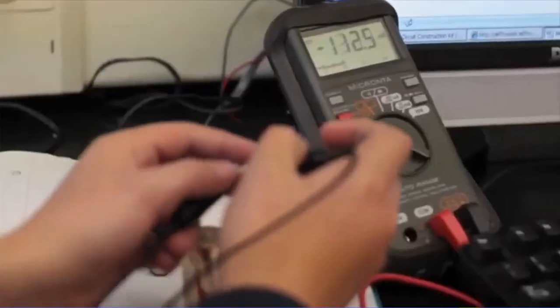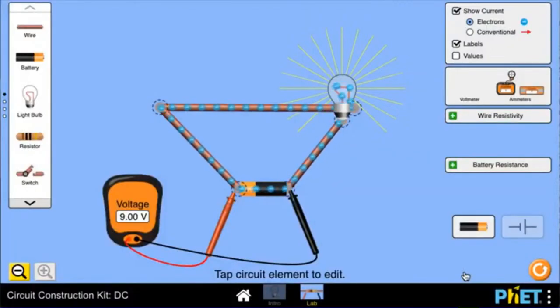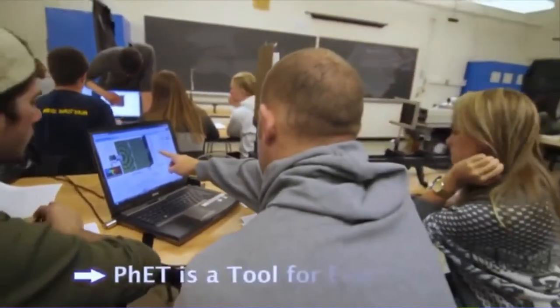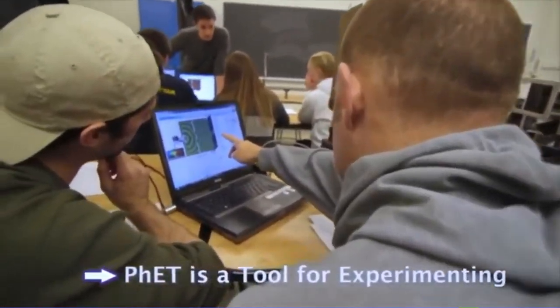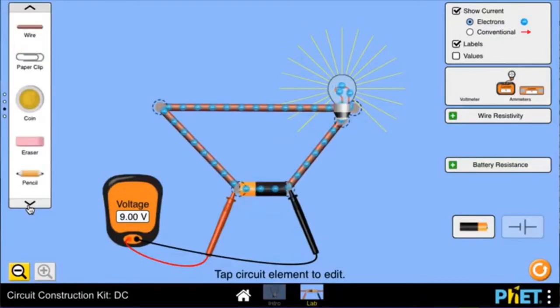In a real circuit, they can only infer that electrons are flowing through wires by the brightness of the bulbs, but in the PhET sims, they can see the electrons. One of the things that PhET allows that other things don't allow is when something spontaneously comes up in class, and I can say, let's test it. What happens when I put a light bulb or a battery in here? What happens when I put a pencil into this circuit?